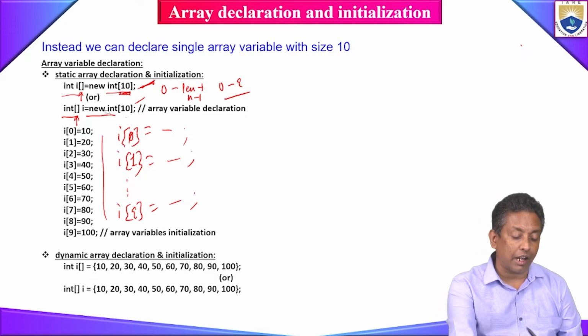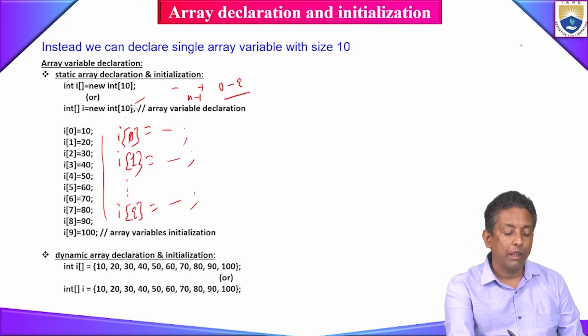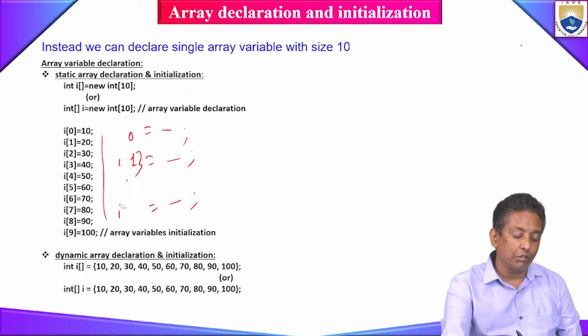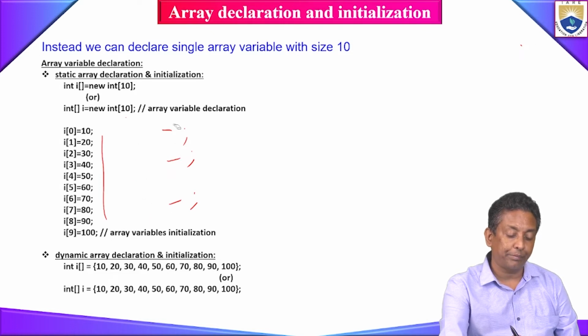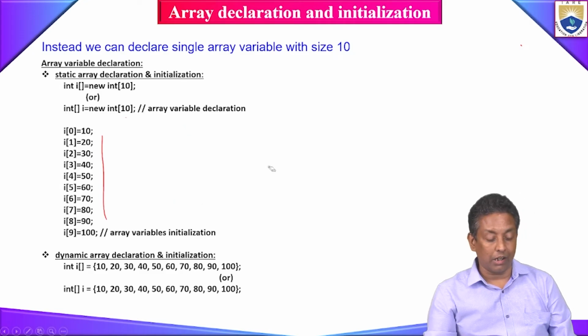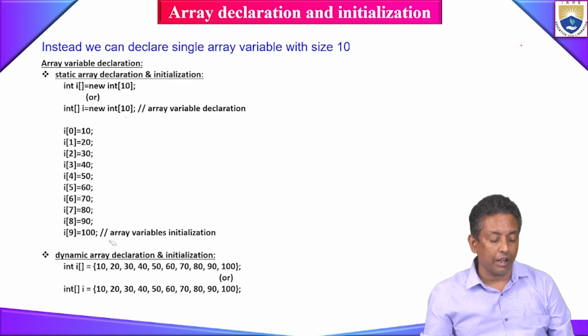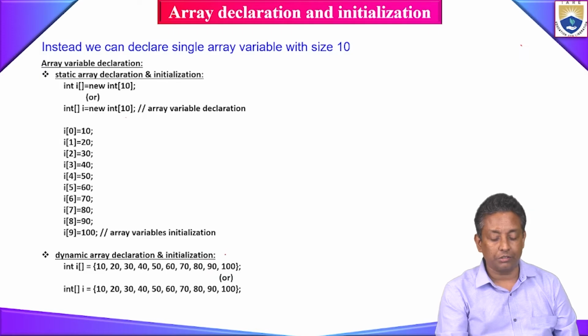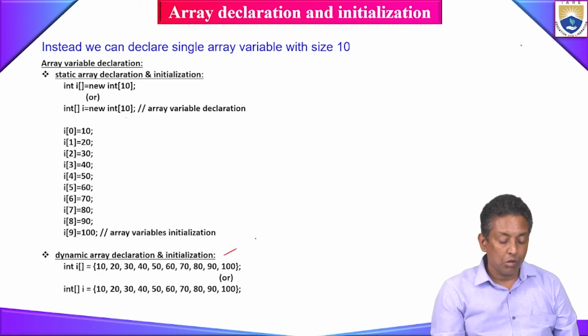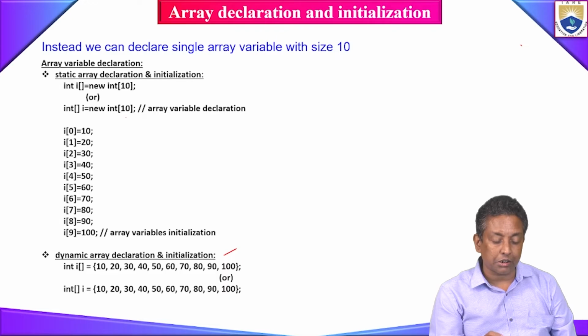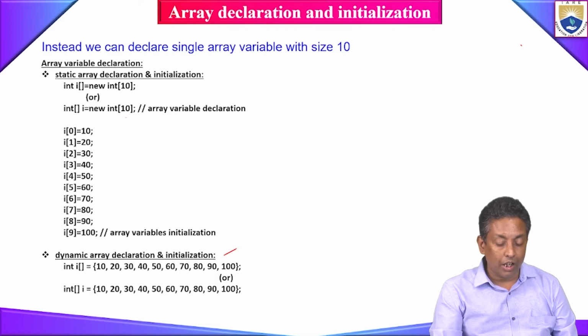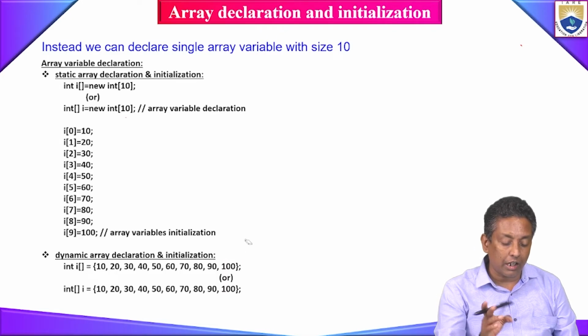So this is called a static array declaration. First of all, you declare the array with whatever size you want, and later on you explicitly initialize each and every one of its variables. Such an array variable declaration is called a static array variable declaration. And there is another option of declaring an array, that is the dynamic array declaration. In the dynamic array declaration, both declaration and initialization happen in one step. Here we don't mention any size, we directly assign values.